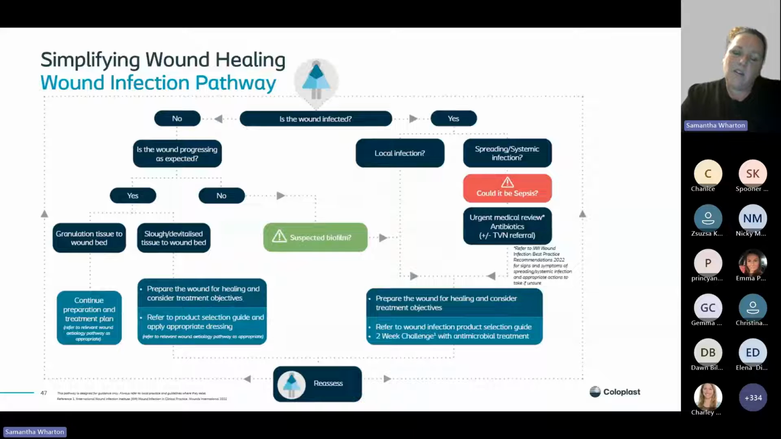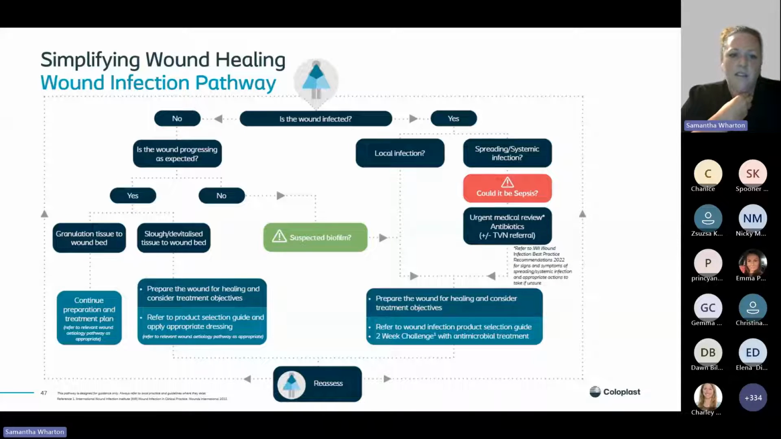Like we said at the beginning, part of our objectives is to leave you with something useful to take back to clinical practice. So this is our simplifying wound healing, wound infection pathway. It's quite self-explanatory. At the top, we've got that triangle of wound assessment with our patient, the wound edge, wound bed and peri-wound skin. And so it goes down: is the wound infected? If it's not infected, is the wound progressing as expected? Yes, granulation to the wound bed, just continue with your current treatment plan.